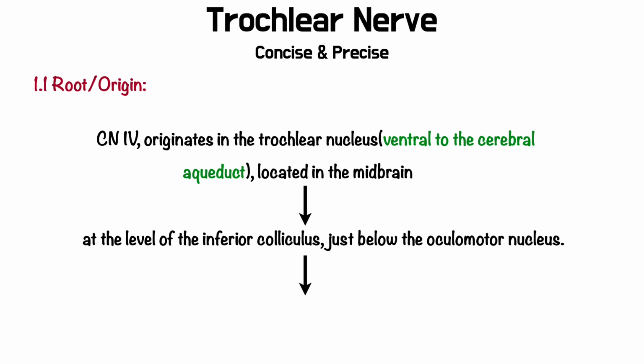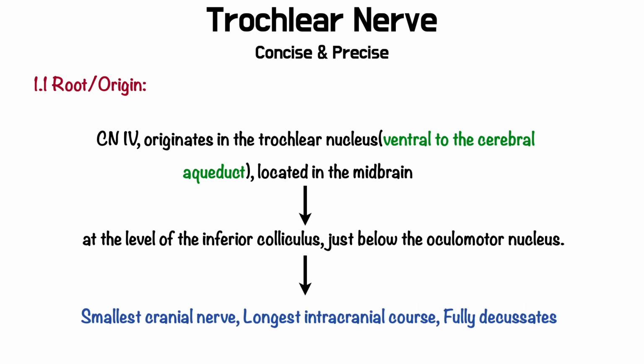And fun fact is that it is the smallest cranial nerve, but it has the longest intracranial course, which makes it vulnerable to trauma or compression syndromes, right? And it also fully decussates, which means that it crosses the fibers to the opposite side fully.